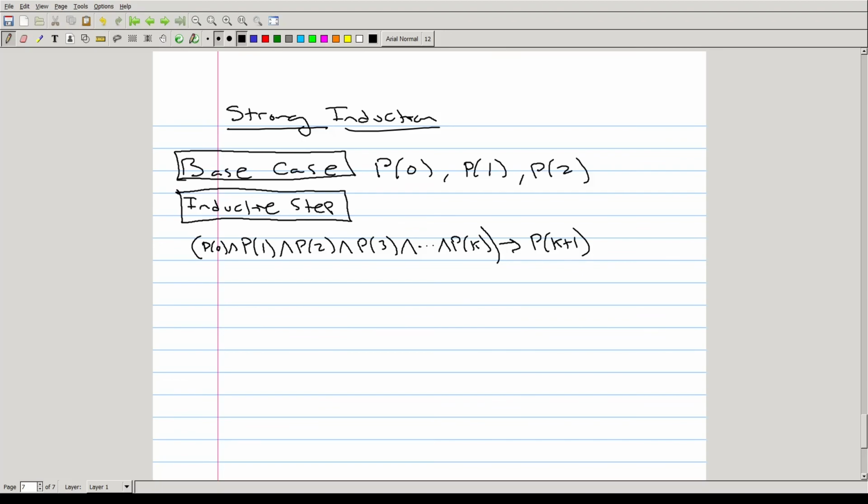But it's good to go through and sometimes use strong induction. Sometimes for certain proofs you have to use strong induction rather than regular induction in order to show the inductive step. And so much so that many mathematicians will sometimes only use strong induction.